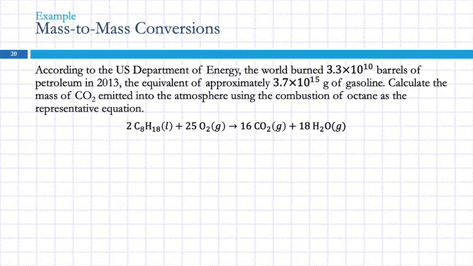Okay, let's do an example of this. According to the U.S. Department of Energy, the world burns 3.3 times 10 to the 10th barrels of petroleum in 2013, which is the equivalent of approximately 3.7 times 10 to the 15 grams of gasoline. Calculate the mass of CO2 emitted into the atmosphere using the combustion of octane as the representative equation.